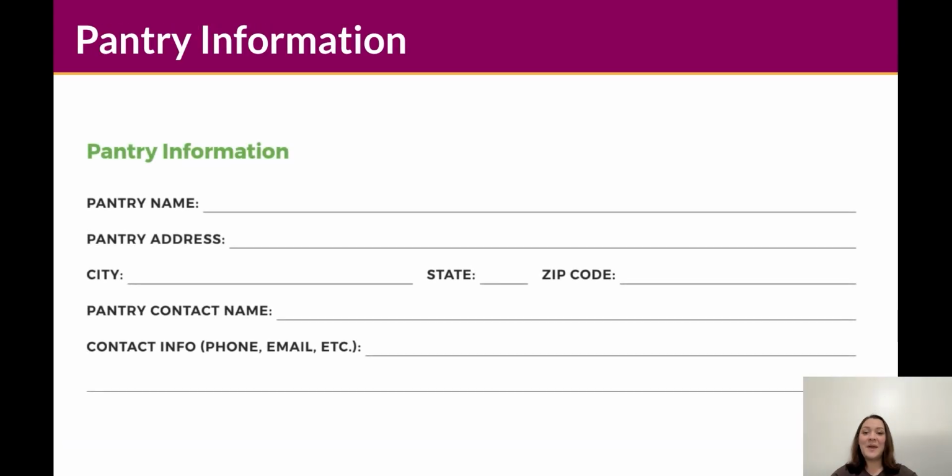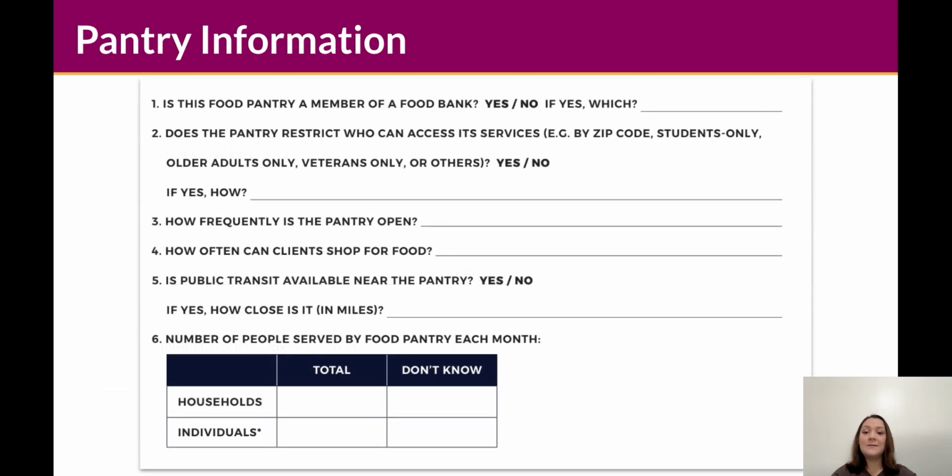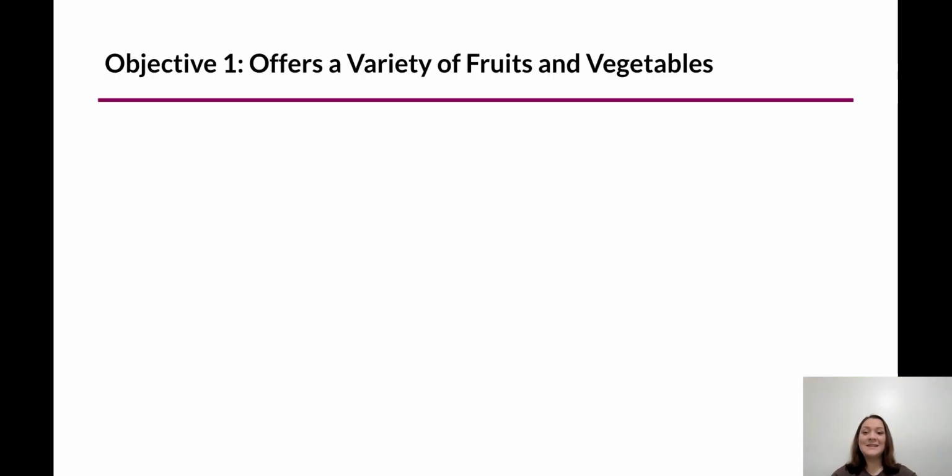When starting the NEFPAT Plus, you will begin with the Pantry Information section. This section is used to collect basic pantry information. You will answer each question as it is asked. This section is simple and short, and you along with the pantry will fill it out together. You'll collect information like the pantry hours, how many people are served per month, and other logistical details. Next up, you will complete the sections listed under Objective 1.